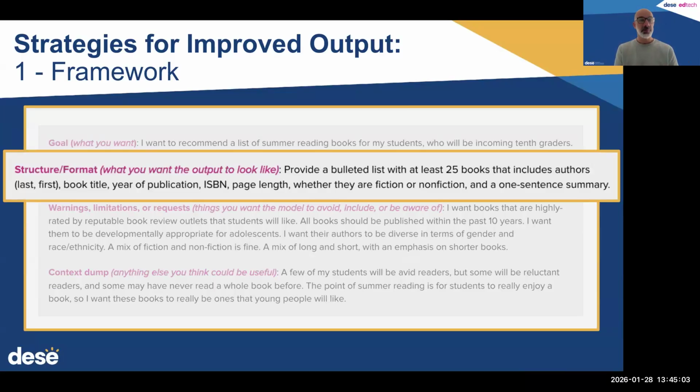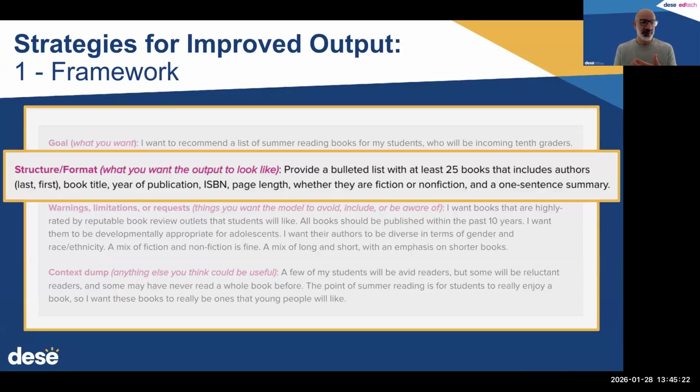In this case, please provide a bulleted list with at least 25 books that include authors, last and first, book title, year of publication, ISBN number, page length, whether they're fiction or nonfiction, and a one-sentence summary of the text. So this is a bulleted list.